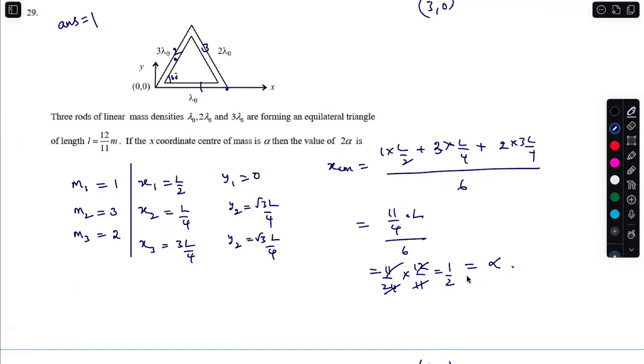How many did not do this? Raise your hands. Why? There is no option.